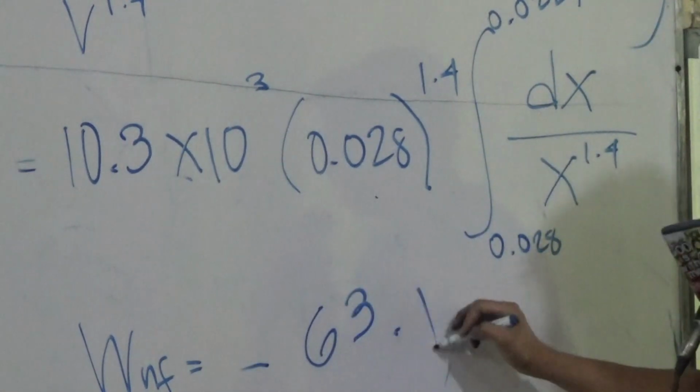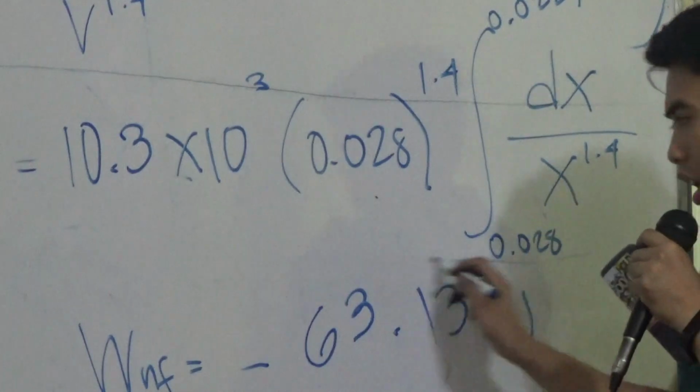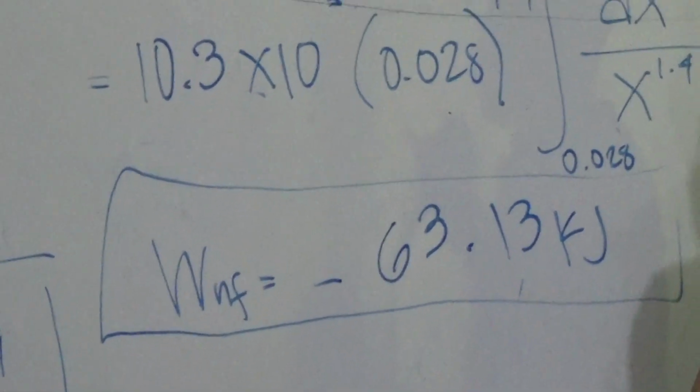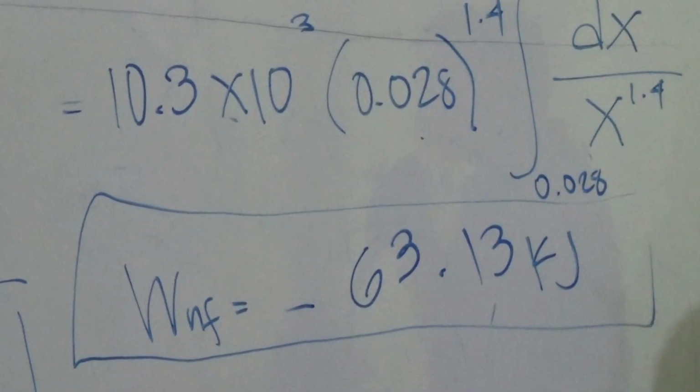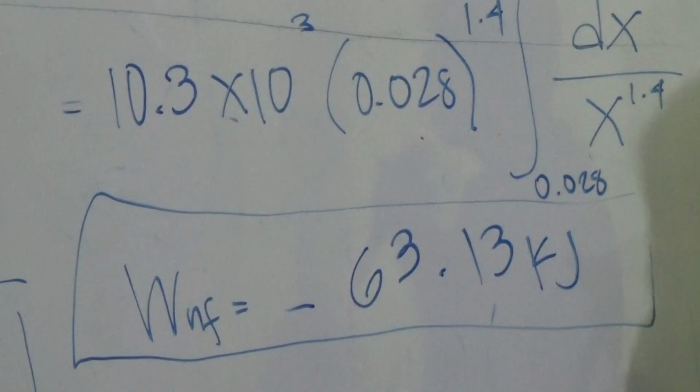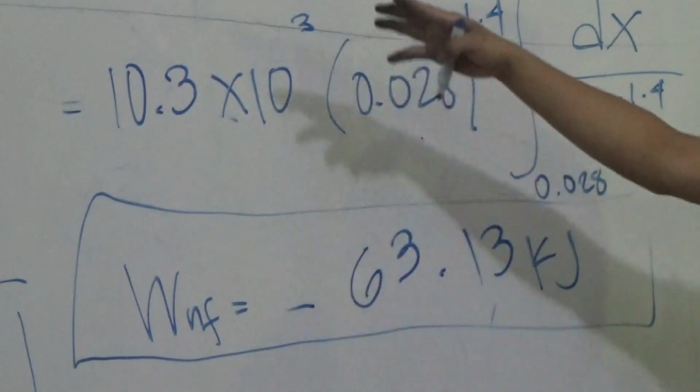Negative 63.13 kilojoule. This is the answer. Kaso sir, we have a big problem. Bakit sir? Napakalayo sa choices. Okay? Napakalayo. So, ibig sabihin sir, merong mali. Okay? Kaso ang problema sir, wala tayong maling ginawa.